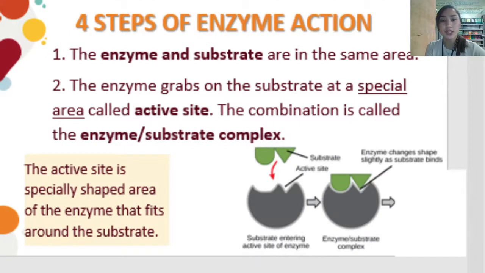So there are 4 steps in enzyme action. First is the enzyme and substrate. Again, the gray globular protein here is the enzyme. The enzyme and the substrate are in the same area. So that's our first step. And then the second step is the enzyme grabs onto the substrate. Mag-a-attach yung substrate natin doon sa special area which we call the active site. Yung combination ng dalawang yon, we call it the enzyme substrate complex. So nag-attach na si substrate sa active site. Sometimes, the active site is especially shaped, an area that fits around the substrate.